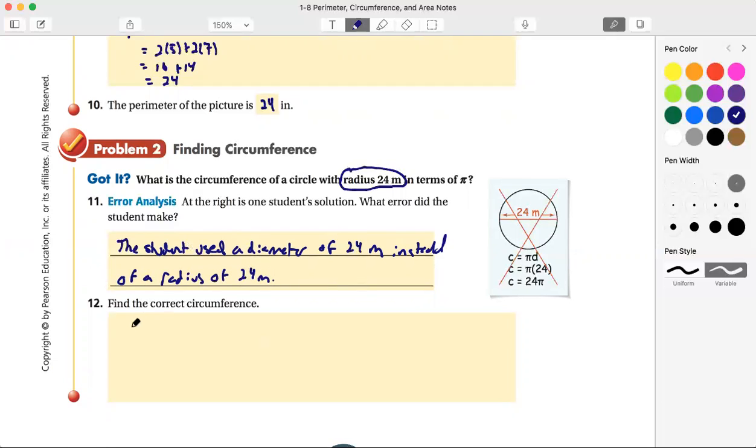So let's find the correct circumference. The circumference is equal to 2 pi r. So C equals 2 pi times my radius of 24. So C equals 48 pi. And that is my circumference.